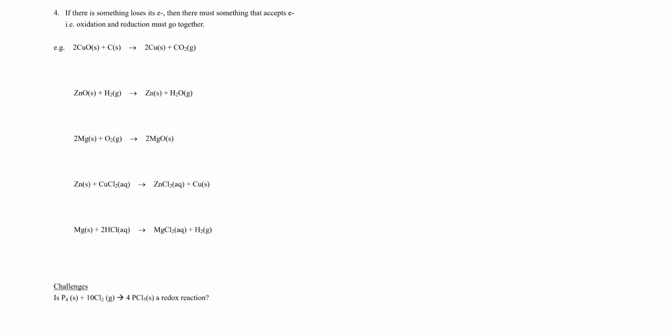Note that whenever something loses electrons, that means having oxidation. Then there must be something that accepts electrons, which is having reduction. So that's why we call this kind of reaction redox. We must have reduction and oxidation occurring together. So let's look at some more examples.